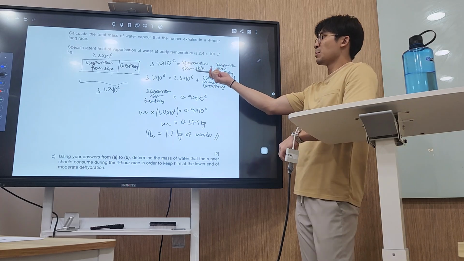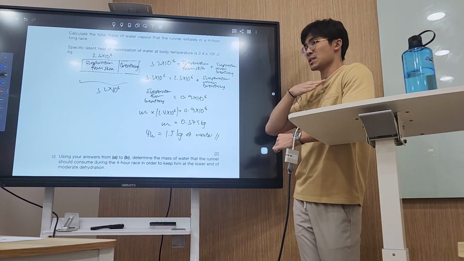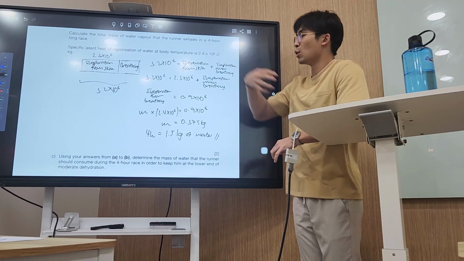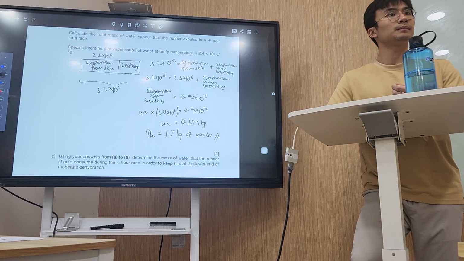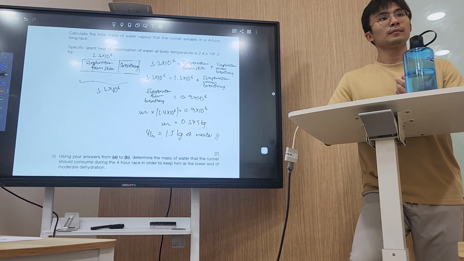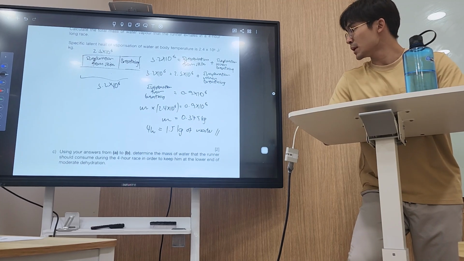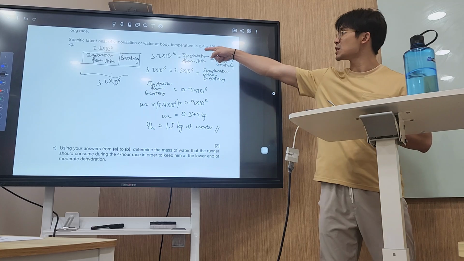We take away the evaporation from skin, so the only thing that's left behind, now that my body temperature is assumed to be constant, is the breathing part. The water vapor inside the lungs getting vaporized. Then the formula is like, which one? F times C. Yes. Vaporization.